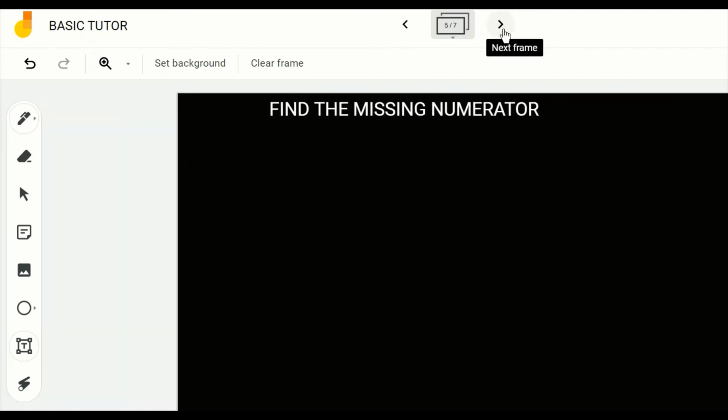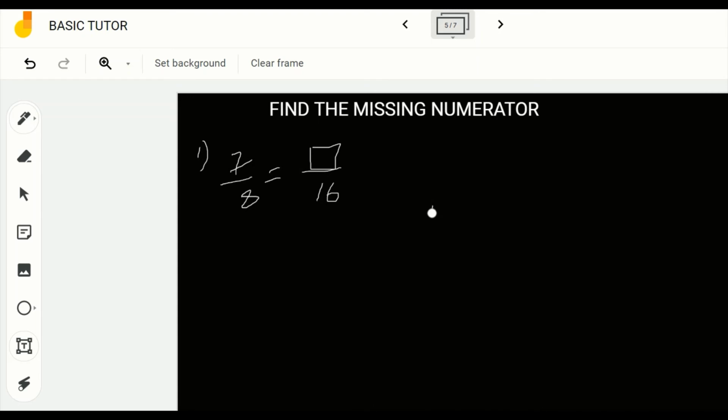Let's look at another way we can see this in exams. For example, we are given a question. We are given 7 over 8, and we are given an empty space right here over 16. Here we're asked to find the missing numerator. So how do we find the missing numerator? To find the missing numerator, we divide 16 by 8.